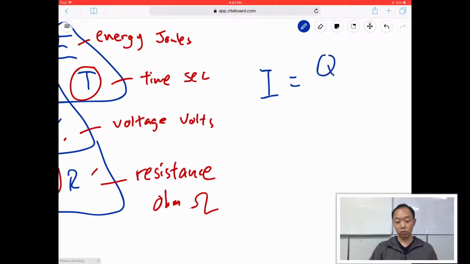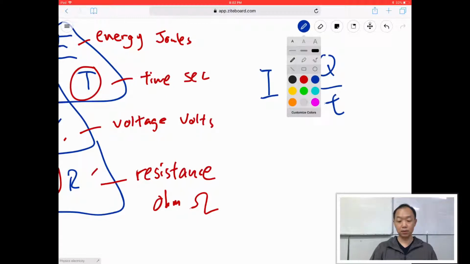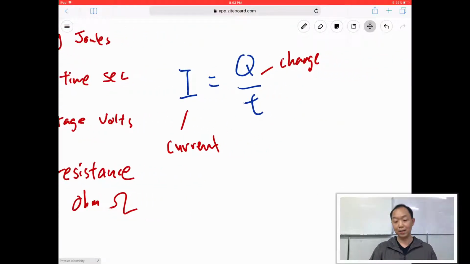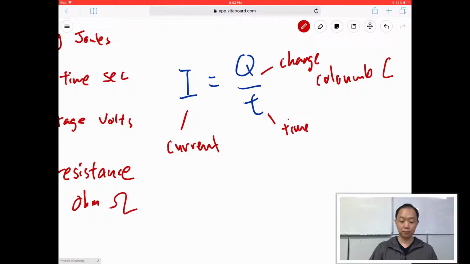I equals Q over T. So I represents the current, Q is charge, whose SI unit is the coulomb, which is the capital letter C, and T is time again. Time's SI unit is the second.